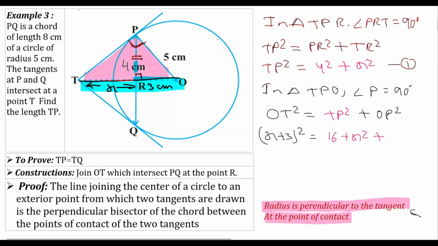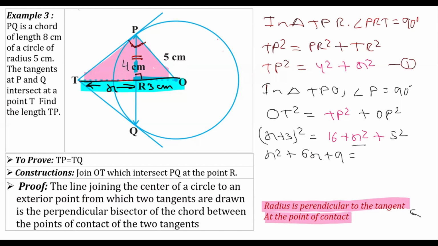And what about OP? From the figure, OP is clear. OP is how much? It is 5. So this is 5 square, and 5 square I can write as 5 square, or you may write 25. That's all same. Now I'm going to do expansion of a plus b whole square, which is what? a square plus 2ab, 2 times a into b, 6x, plus b square, that is 9.